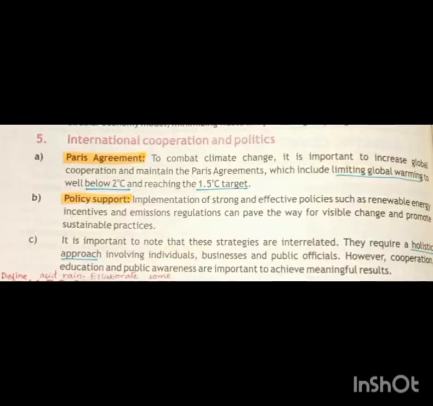The fifth one is international cooperation and politics, like the Paris Agreement, according to which we can limit global warming to below 2 degrees centigrade and aim for the 1.5 degree target. Then policy support is the implementation of strong and effective policies to use renewable energy sources to pave the way for changes and the implementation of sustainable practices.